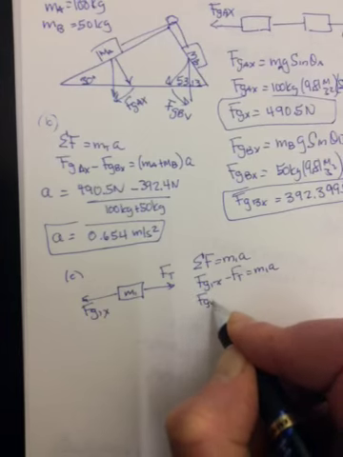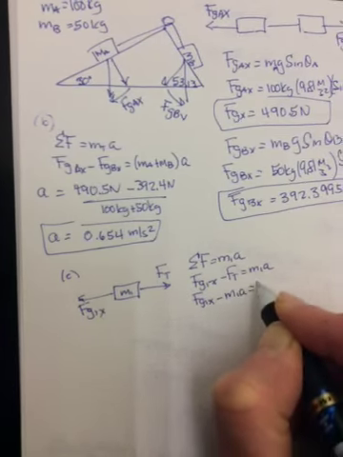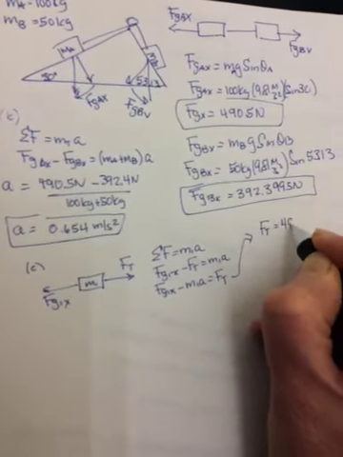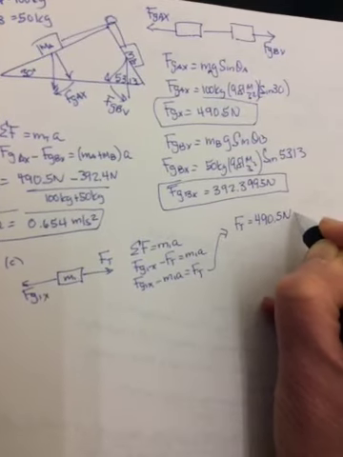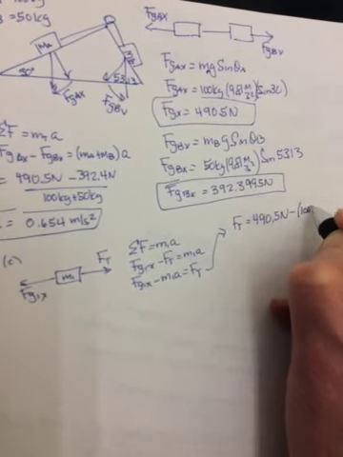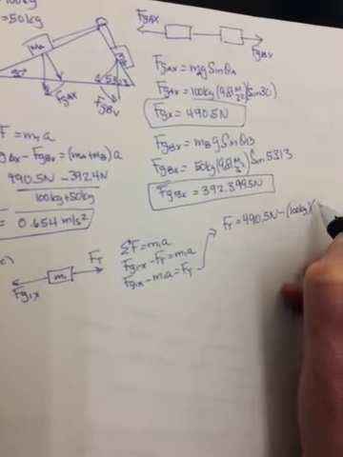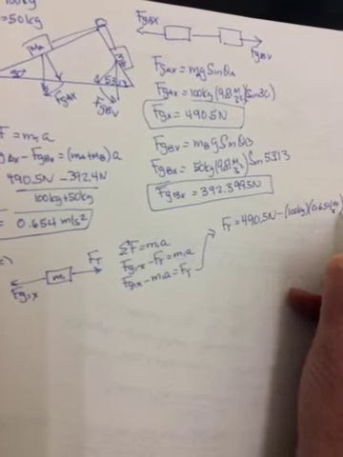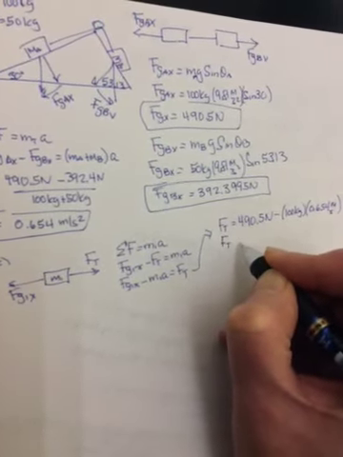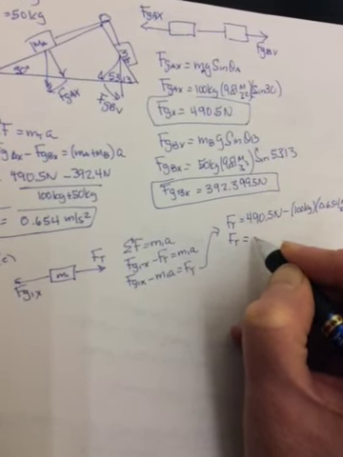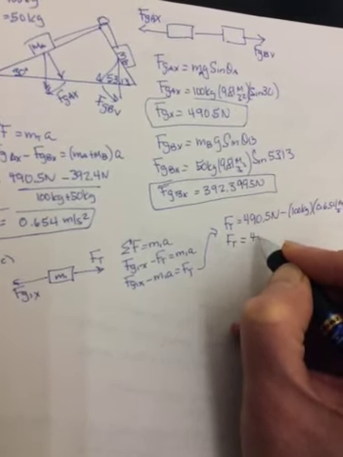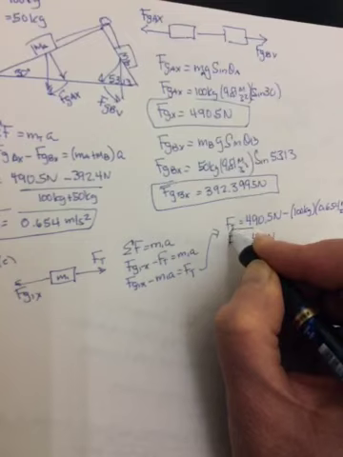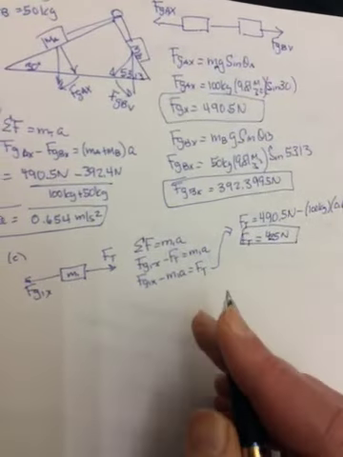So FG1X minus M1A equals FT. So FT will equal the 490.5 newtons minus 100 kilograms times 0.654 meters per second squared, which when you multiply by 100 is going to be 65.4. Take it away and you should get something like 425. I don't have point anything, which worries me. But, okay, so that's it.